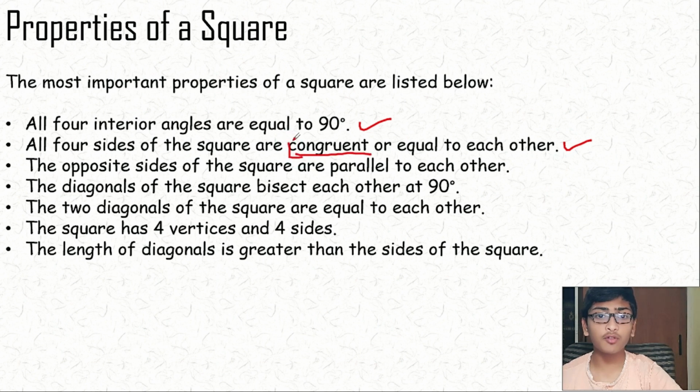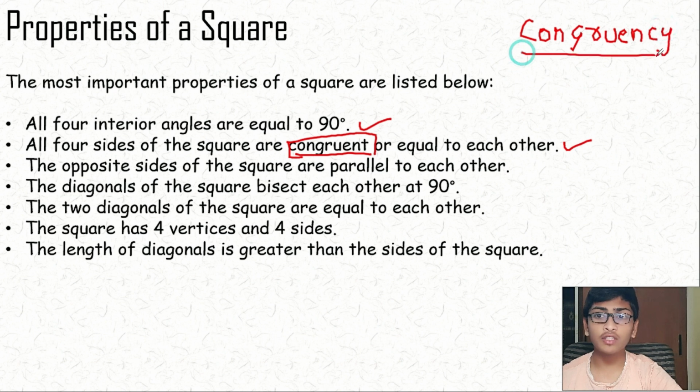This word congruent will be more familiar to you in the higher classes. You will see the chapter about congruency. This is the main chapter which you will learn when you come across triangles or circles. Congruency itself is a chapter. This is a big chapter in mathematics.